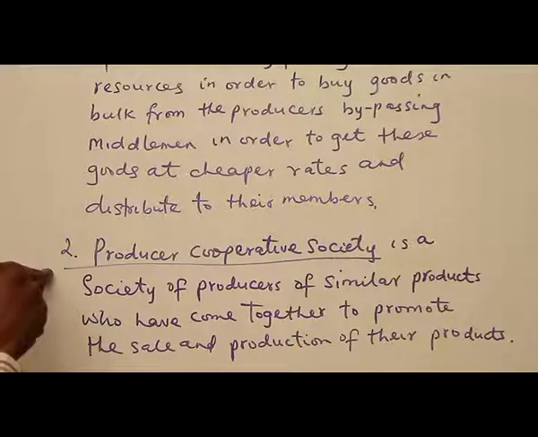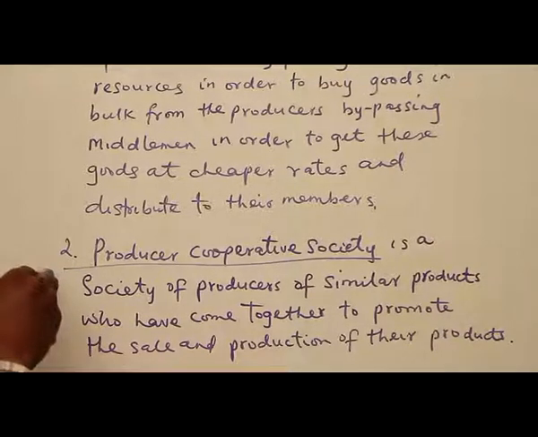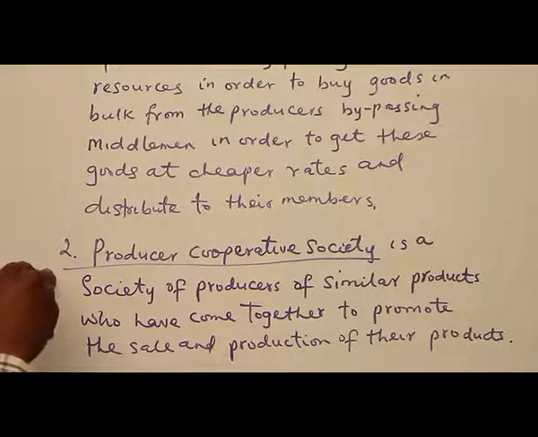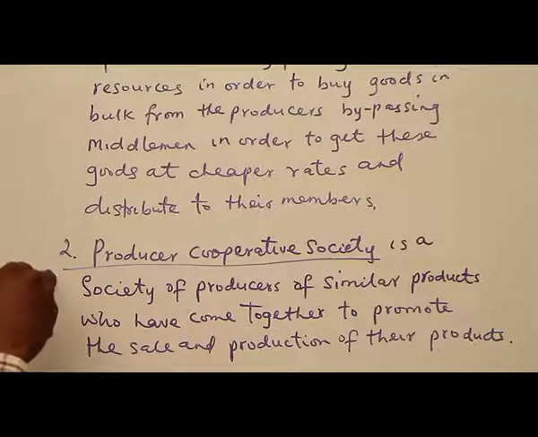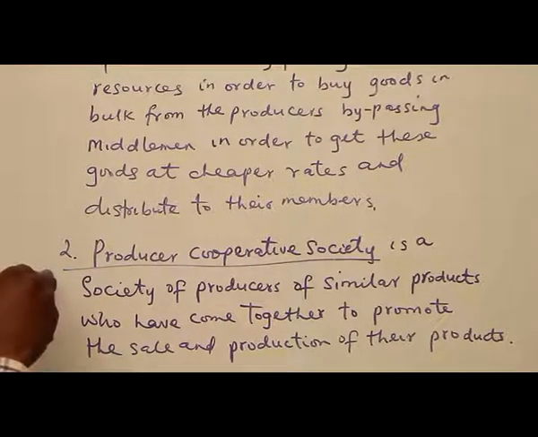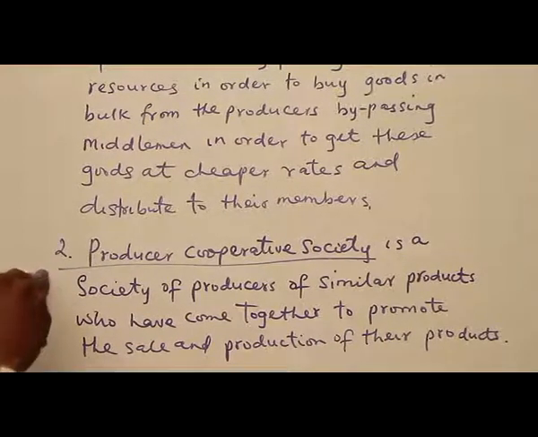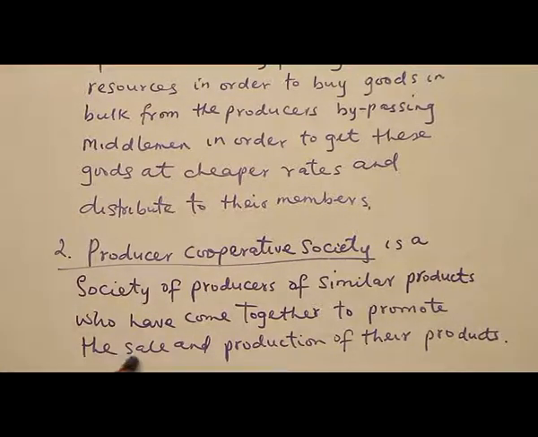In this type of cooperative society, we can have farmers to be involved because they are engaging in similar products. And the essence of coming together of these people is to pool their resources and buy the material they need at cheaper rates and distribute this material among themselves. It can be raw materials, it can be equipment that they need towards their production. So they come together to do what? To promote their production as well as to promote the sales of their products.